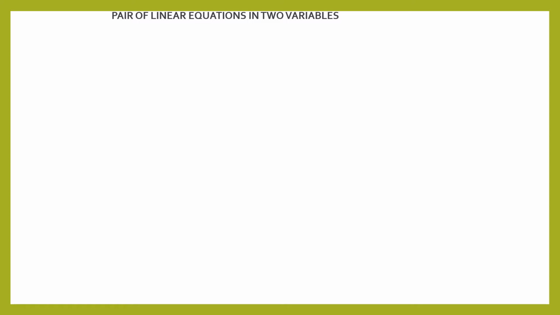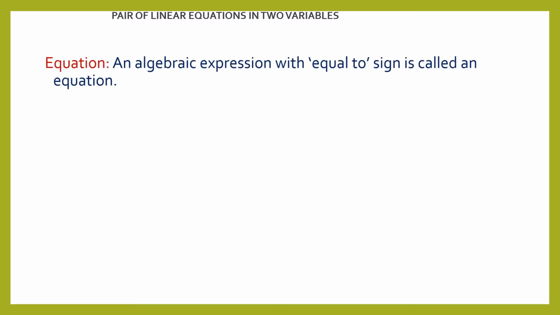Equation. Equation means an expression containing an equal to sign. That is called equation. So already you learnt in previous class. What is meant by equation? An algebraic expression with equal to sign is called an equation. So what are the examples for equation? 6x plus 7 equal to 13. 7y minus 8 equals to 24. 3x minus 4 equal to 13 minus 7x. So these are all examples for an equation.